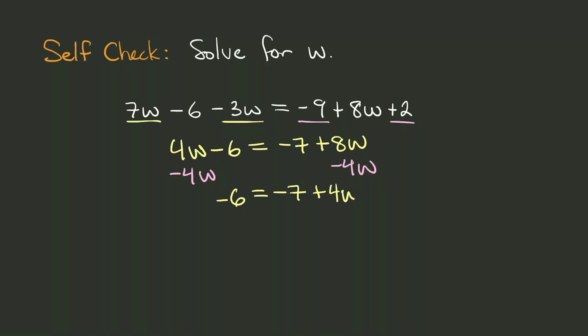so this will be plus 4w. Now I want to get the w term by itself, and so I'll add 7 to both sides. Negative 6 plus 7 is a positive 1, and that is equal to 4w. So in the end, I can divide both sides by 4, and I get w is equal to 1/4.